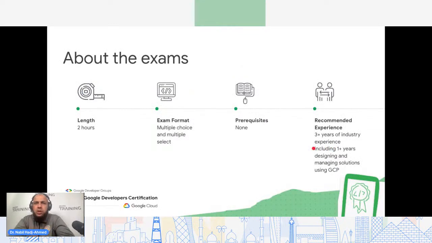So the certification journey that we'll be talking about, we're going to start with the foundation one. We're going to start with Cloud Associate Engineer. It's open later on, we're going to take hopefully all the certification journeys as we move you to another level. But all the exams are 2 hours, multiple choice, multiple select.